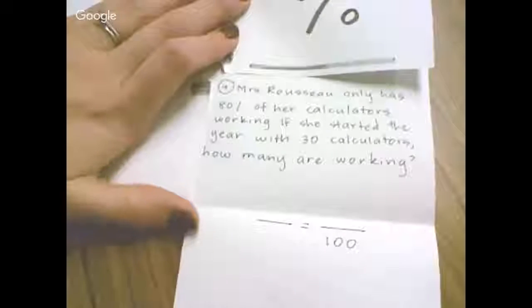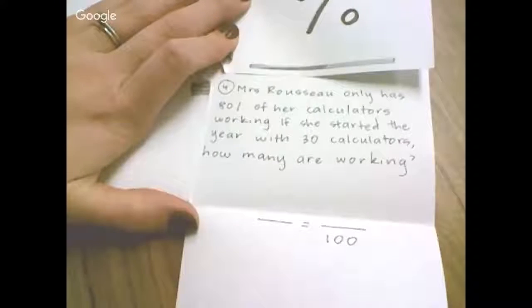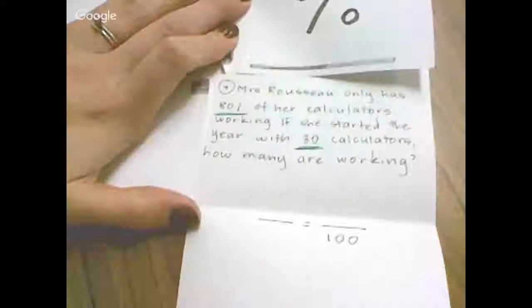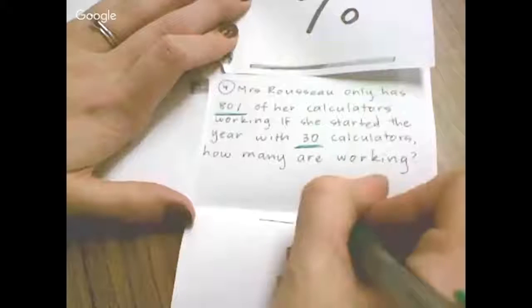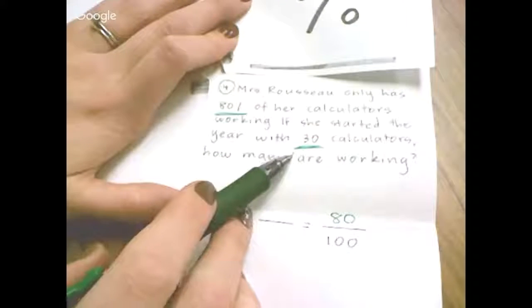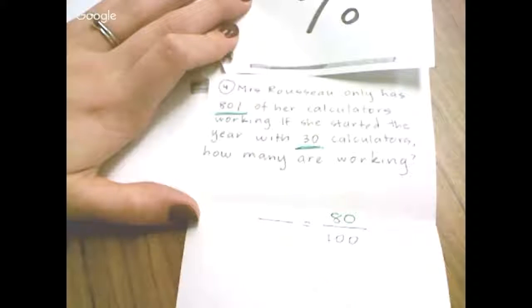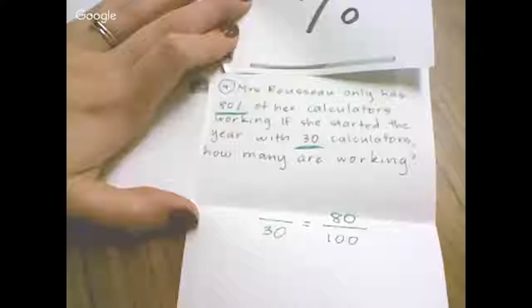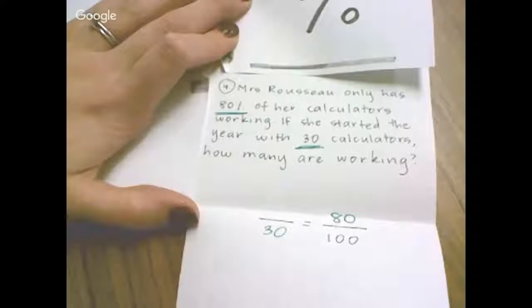It says Mrs. Rousseau only has 80% of her calculators working. If she started the year with 30 calculators, how many are working? So I know my percent, so I can fill that part in. 30, because that's what I started with, that's my total. That's the whole number of calculators I had. Part that's working, that's what I'm trying to find.